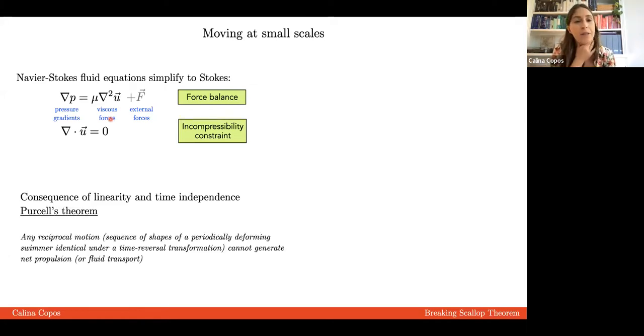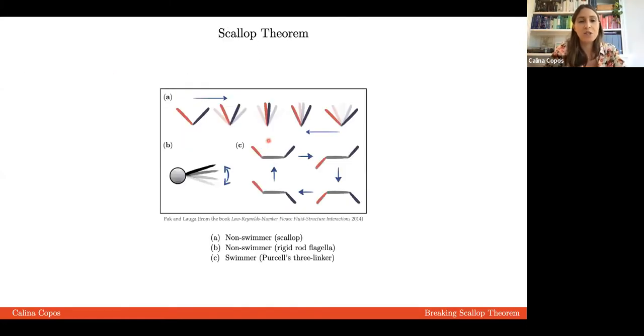One thing you notice about these equations is they're time independent, and they are linear, both really nice things. A consequence is that you can write nice Green's functions for these equations. And in a very nice paper, Purcell noted that any reciprocal motion cannot generate net propulsion. He exemplified this through a cartoon image of a scallop. A scallop opens and closes and opens and closes. Well, in Stokes flow, if this scallop was very, very small and moving very slowly, the scallop would not go anywhere because of the reciprocability, or the reversibility, of the motion.